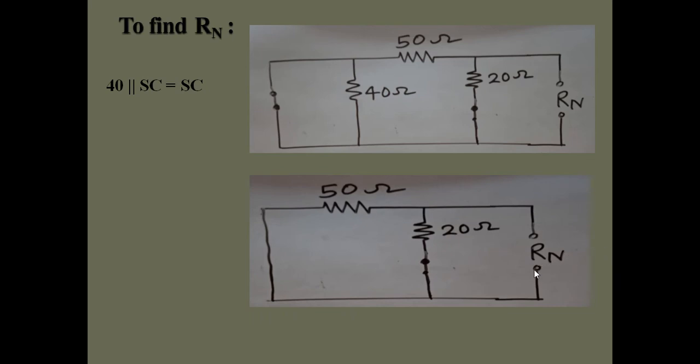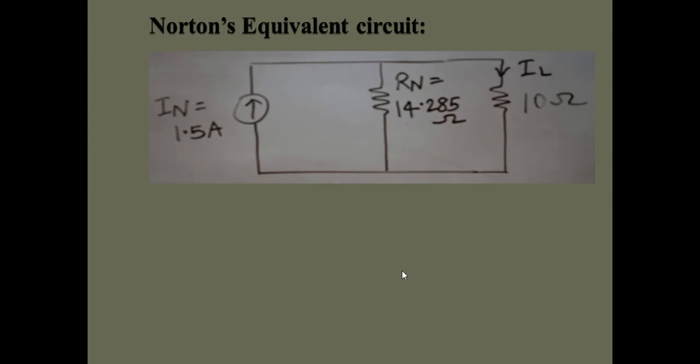Here Rn is equal to 20 parallel 50. When we find out the parallel combination, we will get the answer as 14.285. How do we calculate parallel combination? Multiply these two terms and divide it by their addition. You will get this value. After finding Rn and IN, we will go with Norton's equivalent circuit. So Norton's equivalent circuit contains current source IN parallel with resistance Rn across RL. This is our circuit diagram.